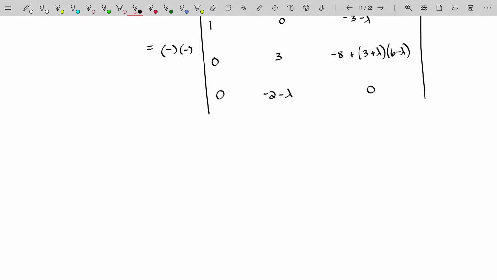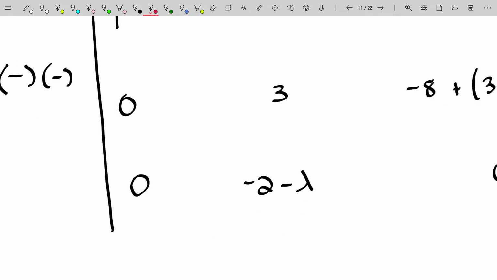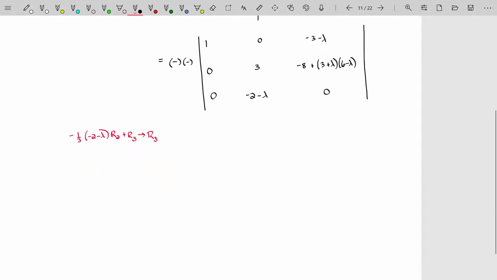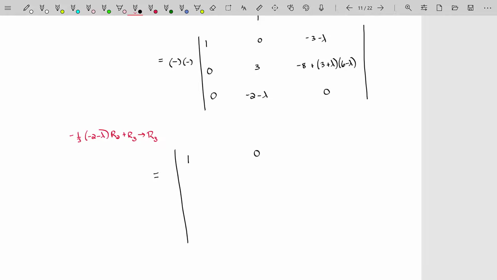Let's go ahead and take a negative 1/3 times the negative 2 minus lambda times row 2 and add that to row 3 to become the new row 3. Basically, I'm just turning that 3 into a negative 1 and then multiplying it by negative 2 minus lambda so that when I add it down to the entry below, it becomes 0. And remember, whenever you do a row replacement, it does not change the determinant of your matrix.